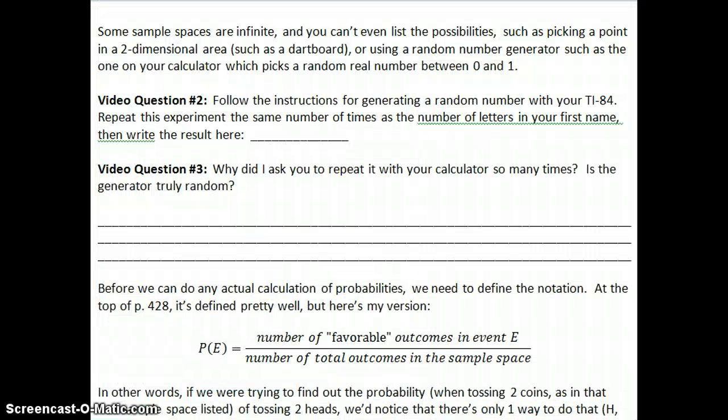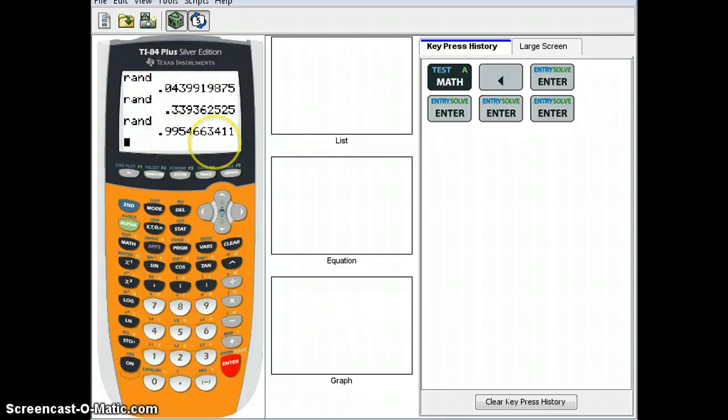So I ask you to do that here in questions 2 and 3. First of all, in question 2, find your random number. Use the random number generator and just count how many letters are in your first name, and that's how many times I want you to hit enter here, and then say what the random number is, because hopefully that will mean that different people get different answers. We'll check that when we come back to class.